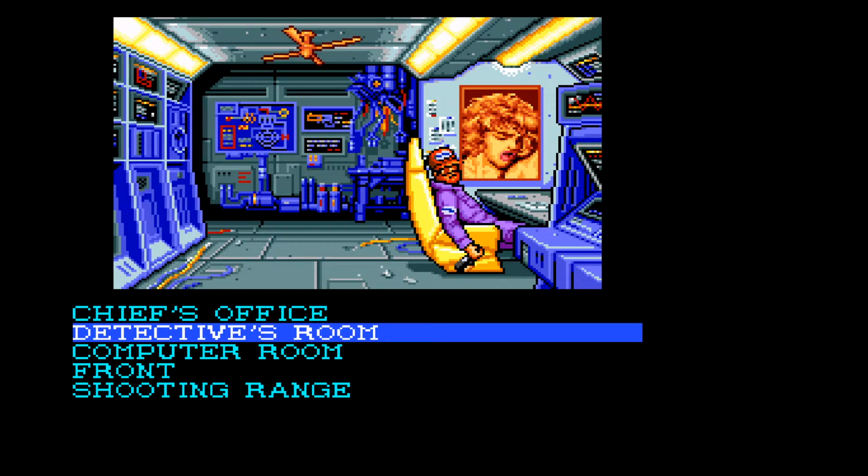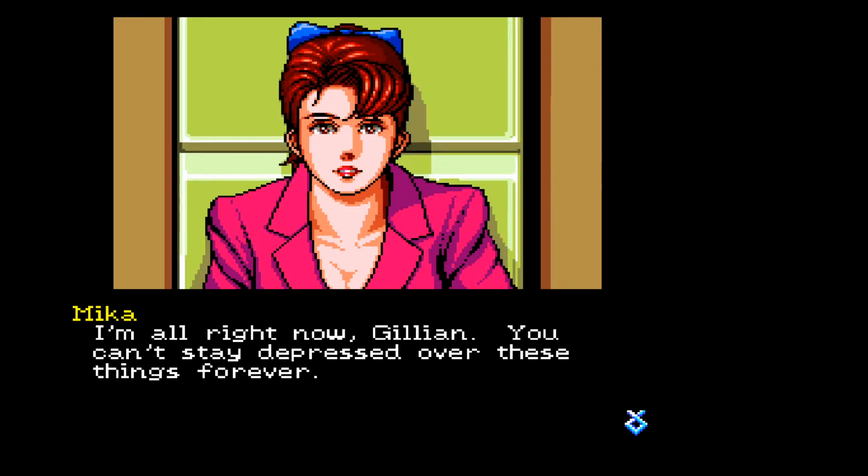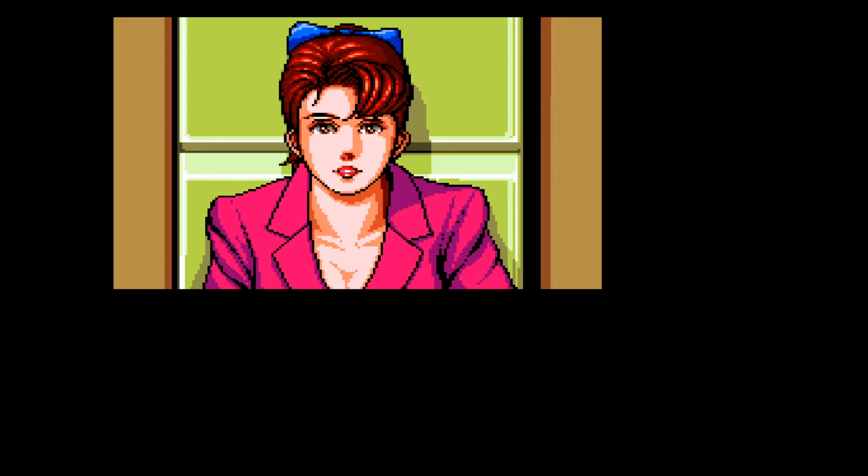Okay, we've been to the chief's office. We've been to the detective's room. We're in the engineering room. I think that's pretty much it. I could go to the computer room, but I don't really have anything I need to look up on the computer. I'm alright now, Gillian. You can't stay depressed over these things forever.